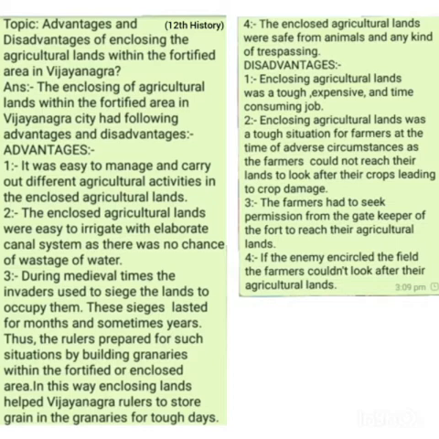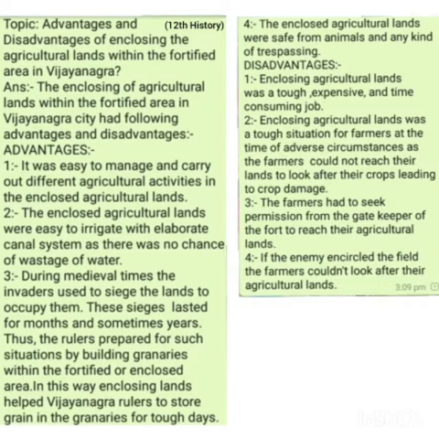Number 1, the enclosed agricultural lands made it very easy for farmers and cultivators to manage them and organize different agricultural activities in such lands.